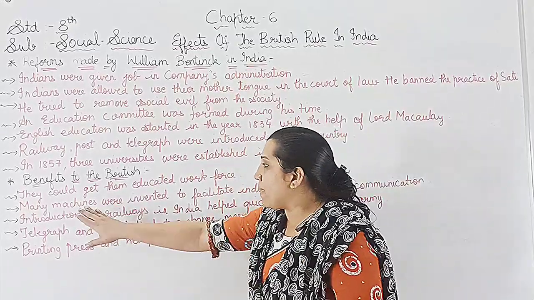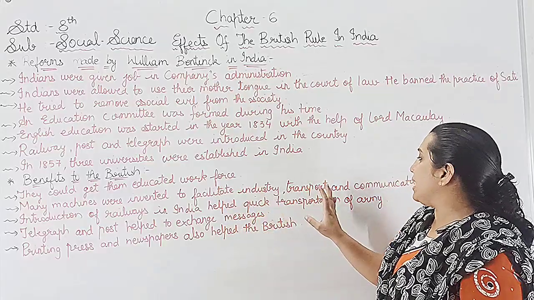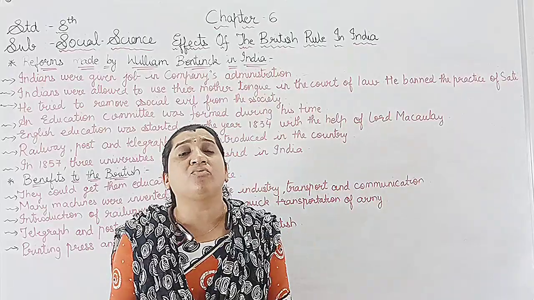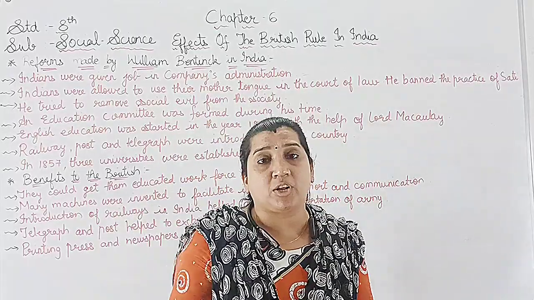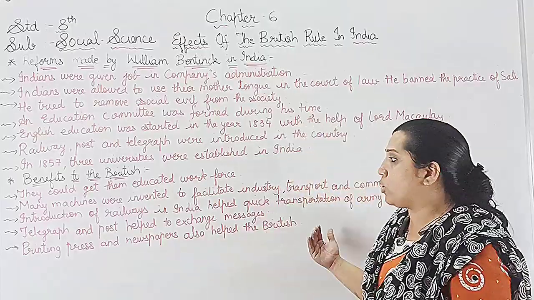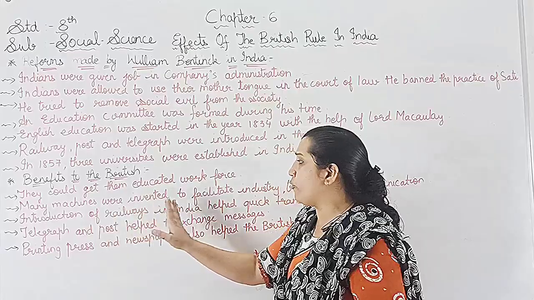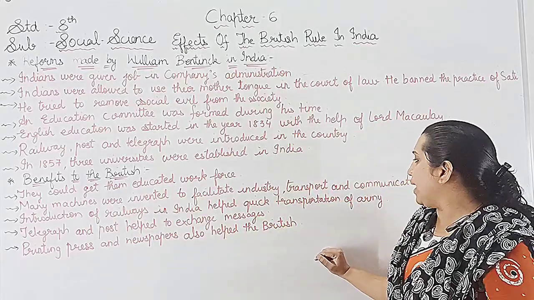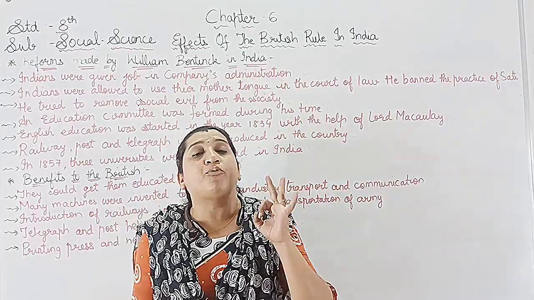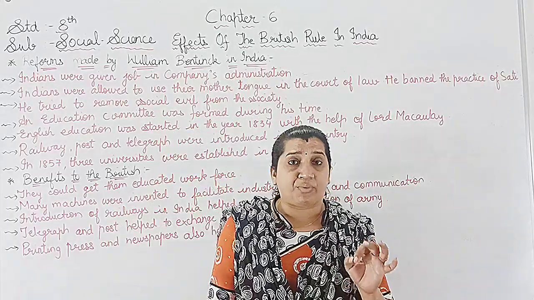The second one, many machines were invented to facilitate industry, transport and communication. For the smooth administration of the British East India Company and the British government, they introduced many transport and communication systems in our country India. Now here, the introduction of railways in India helped quick transportation of the army. Dalhousie started the first railway line between Mumbai and Thane in the year 1853.